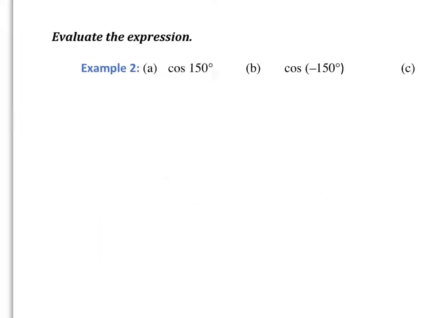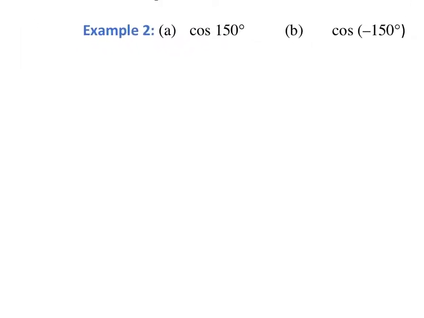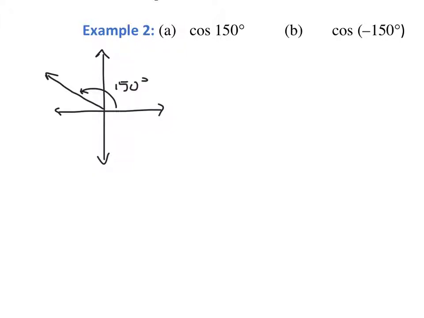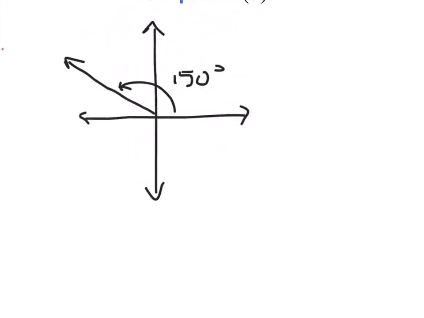All right, so we're going to start with cosine of 150 degrees, and I am going to draw my 150 degree angle, okay, so that I can figure out my reference angle. So the reason why I'm drawing is to figure out the reference angle. That's the purpose, okay? All right, so 150 degrees is here, okay? What is my reference angle? 30 degrees, okay?